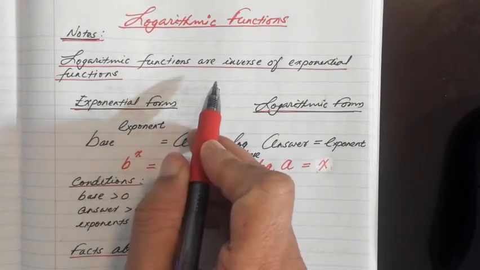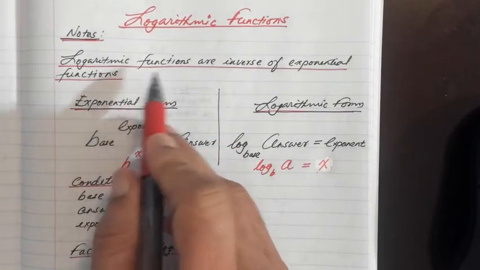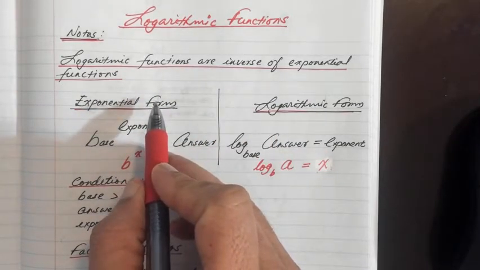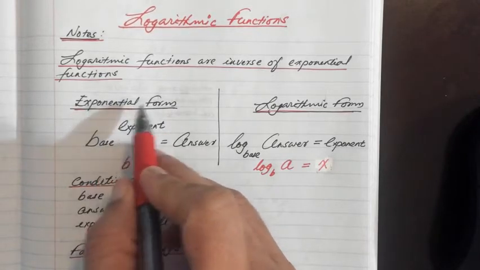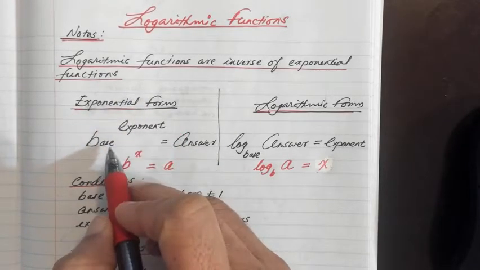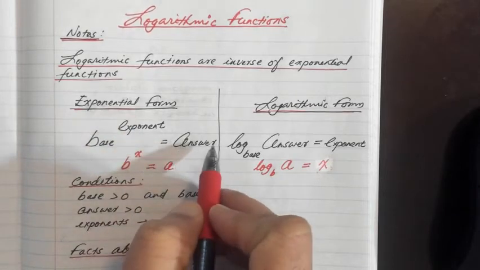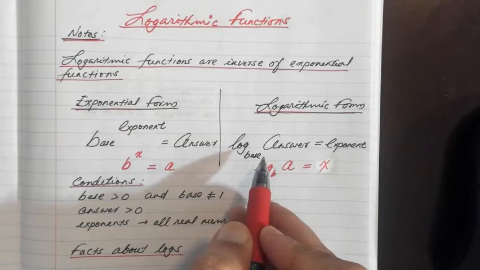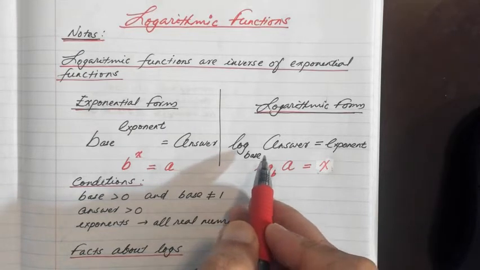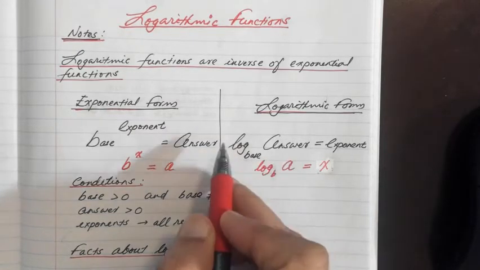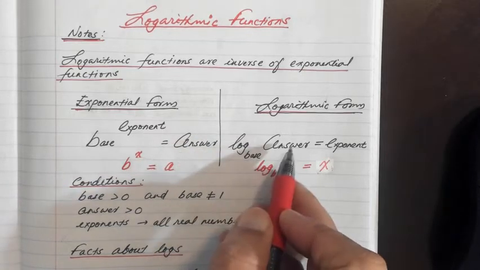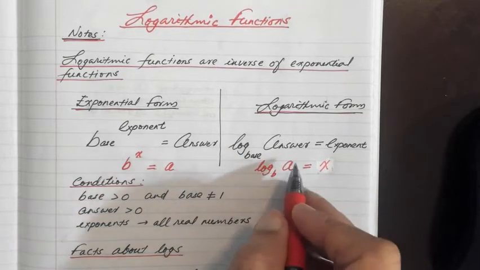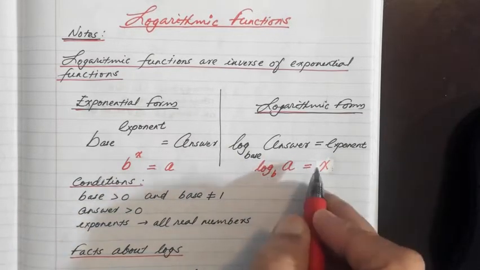Let's talk about logarithmic functions. As we know, the log functions are the inverse of exponential functions. If the exponential function can be written in this form, base to the power of exponent is equal to the answer, or b to the power of x is equal to a, the corresponding inverse function, which is called the log function or logarithmic function, can be written as log of the answer to the base is equal to the exponent, or log of a to the base of b is equal to x.